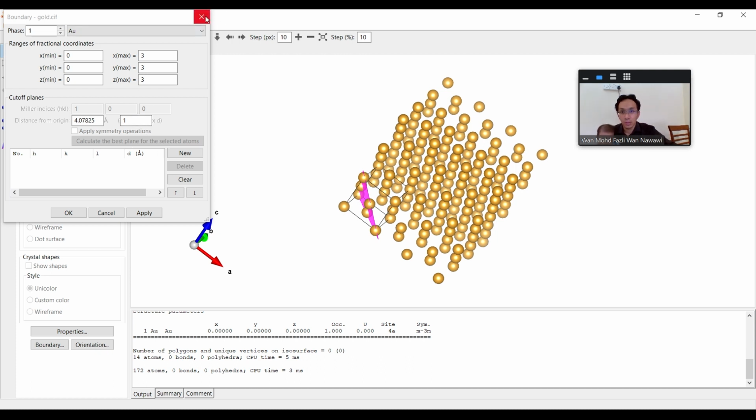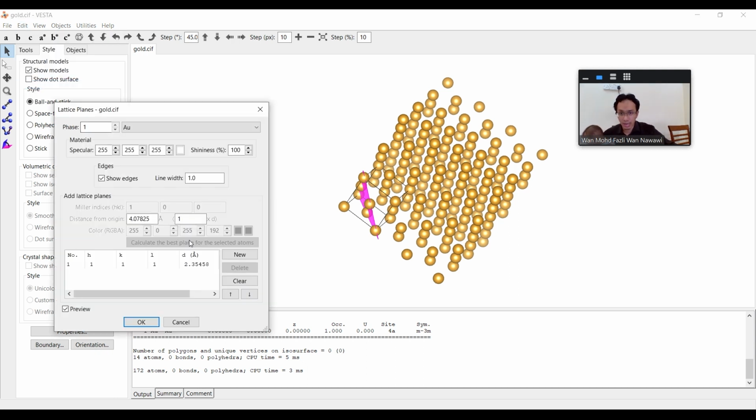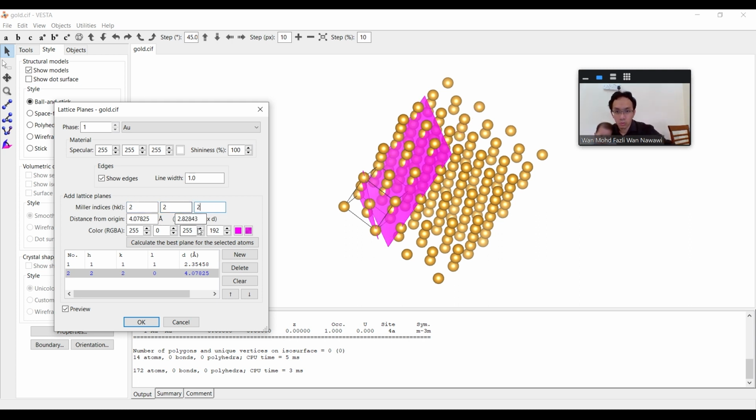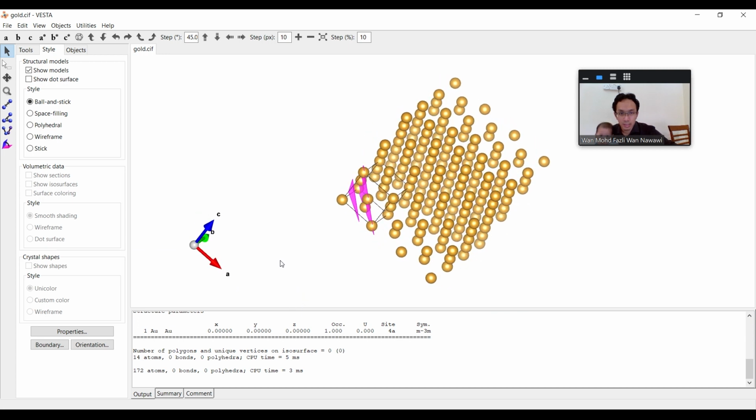So if I edit lattice plane and make a new plane, let's say I do 2 to 2, 2 to 2, 2 to 2, with this being 1. Enter. Okay. So you can see, 2 to 2 is just half, actually half. 2 to 2 is basically half.